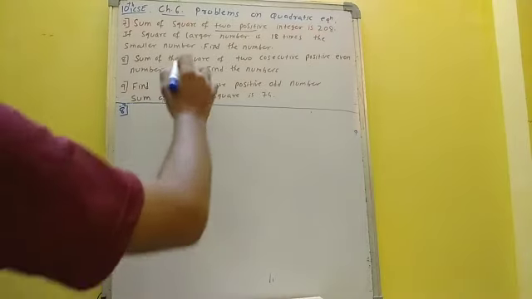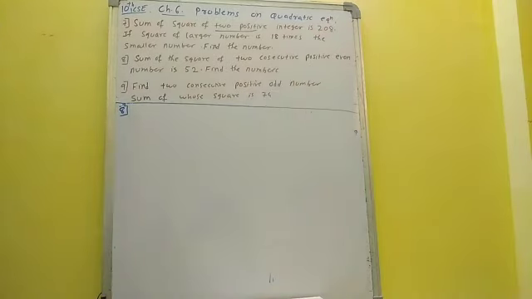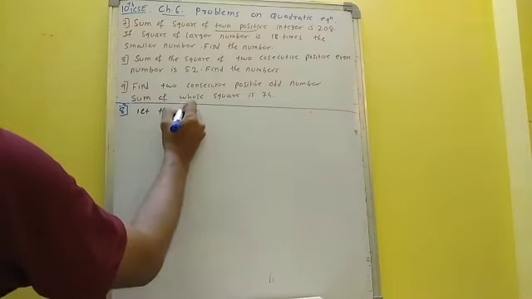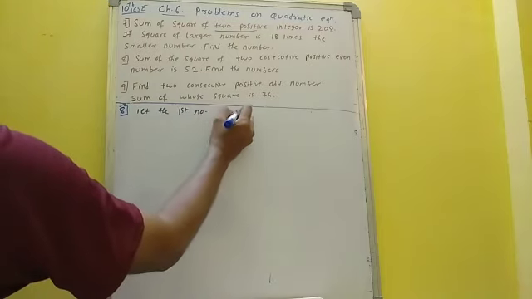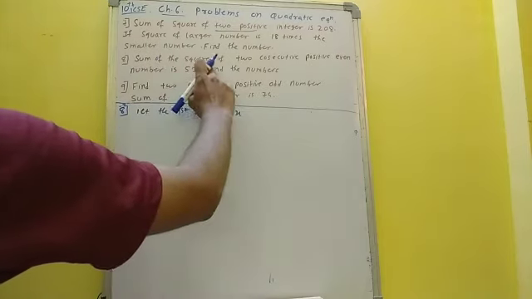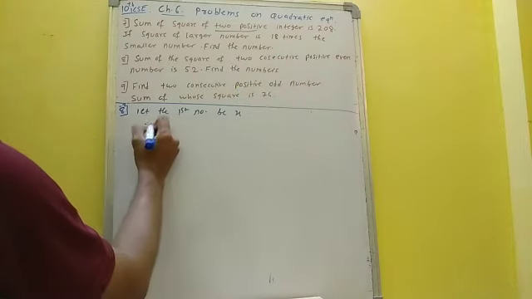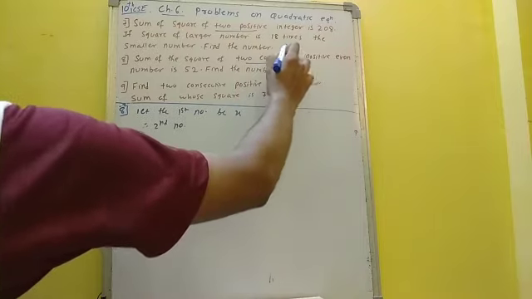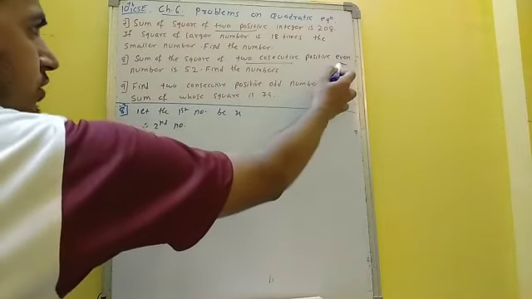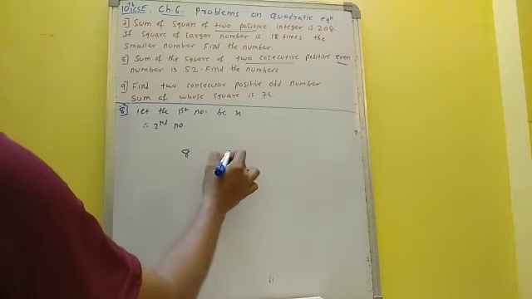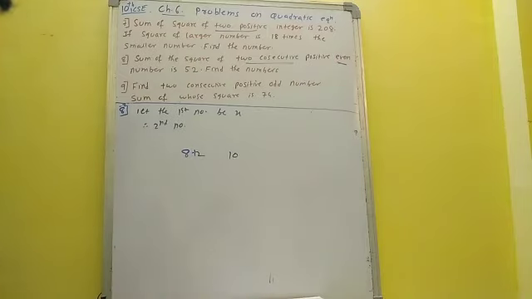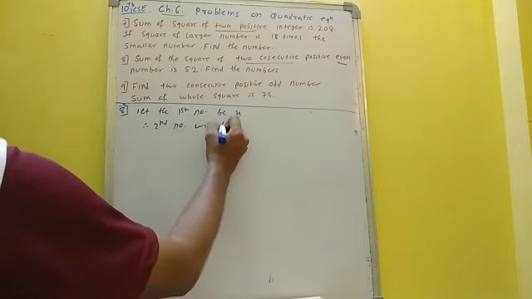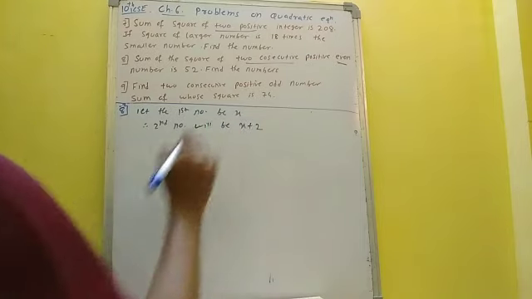Okay, the eighth sum is: the sum of the squares of two consecutive positive even numbers. Now, first of all, let the first number be x. Therefore, the second number will be... Now, if it was called only consecutive, then it would be x plus 1. But as it is told that they are even numbers, after 8 the even number is 10. So we need to add 2 to it. Therefore, the second number will be x plus 2.